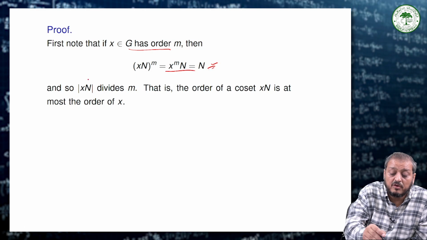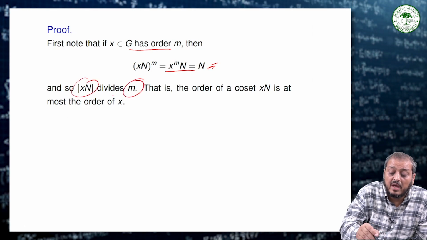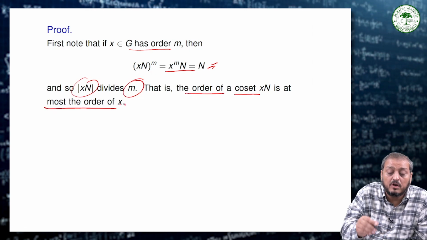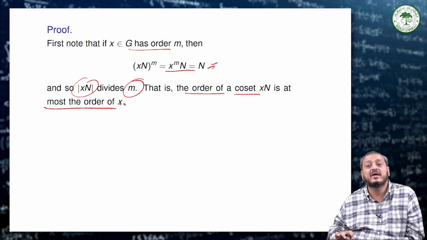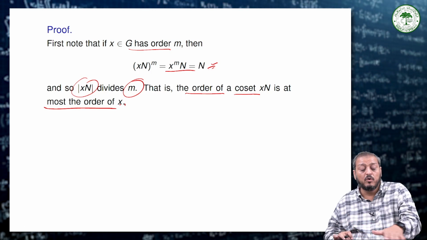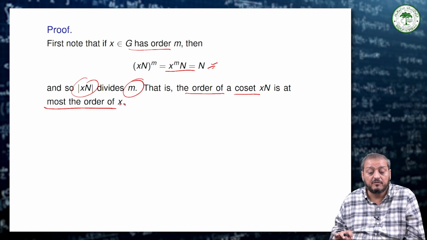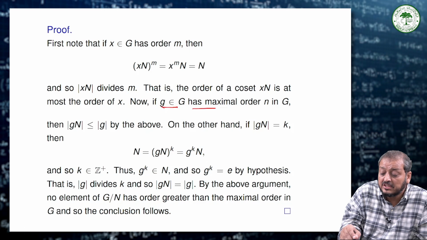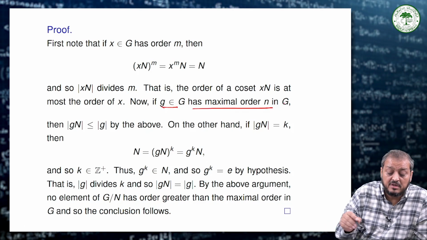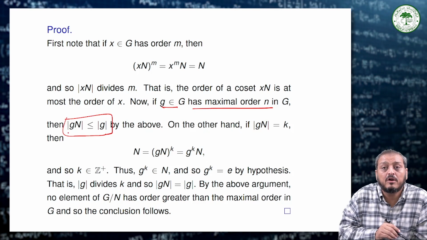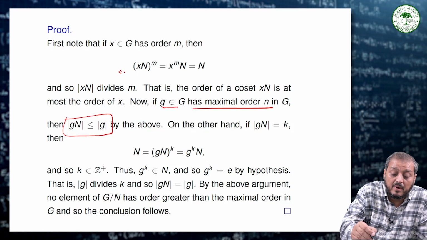So the order of x N divides the order of x, that is, the order of a coset xN is at most the order of x. So this means we can say that the order of the coset of gN is at most the order of this element g. Now if g is an element of G that has maximal order in G, then the order of gN can be less than or equal to the order of g by the above.